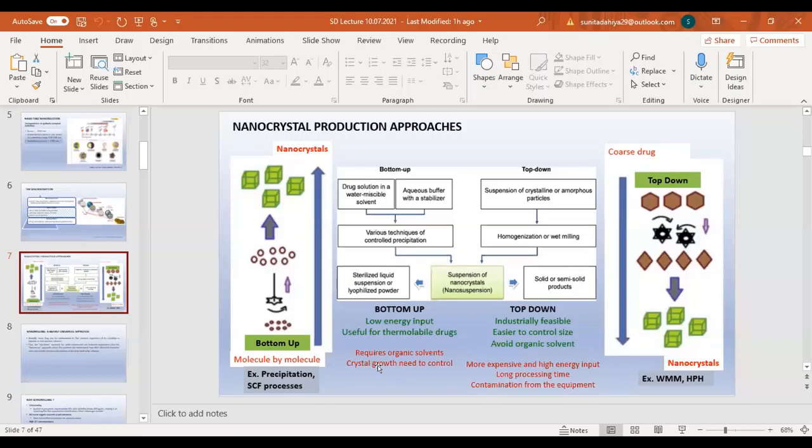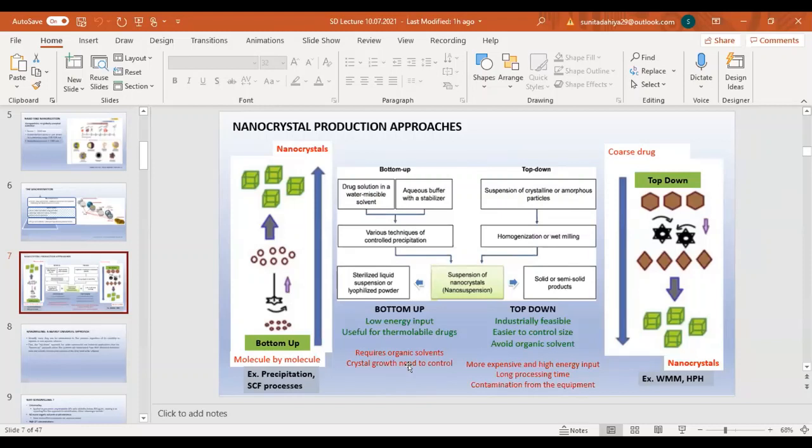For example, in case of the bottom-up approaches, you have low energy input, and it is also useful for the thermolabile drugs. Whereas at the same time, the bottom-up approaches require the organic solvent, and also the crystal growth needs to be controlled. As the production size is increased at the manufacturing level, it is difficult to control the crystal growth. And that's why these approaches are not so successful.